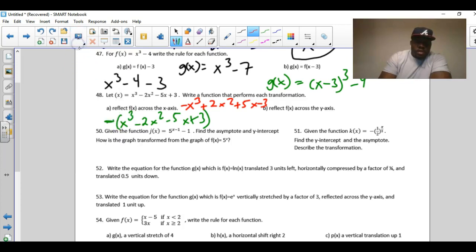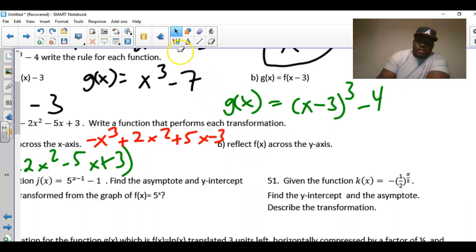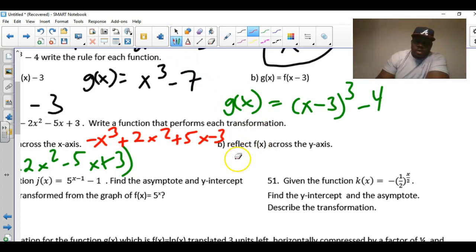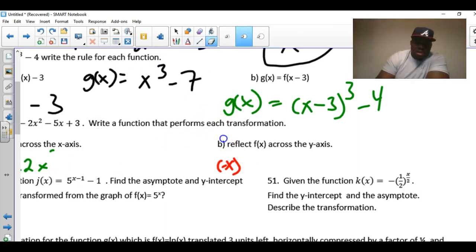Now, the next thing I want to do is, for this next part B, we need to reflect the function across the y-axis. When we reflect across the y-axis, what you've got to do is put a negative right in front of every x value. So you have negative. I'll keep the same color. I'm just going to remove this.